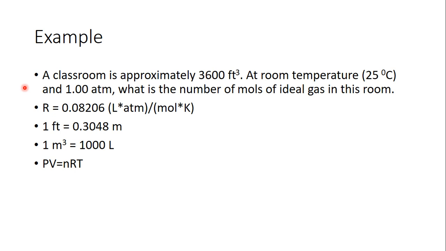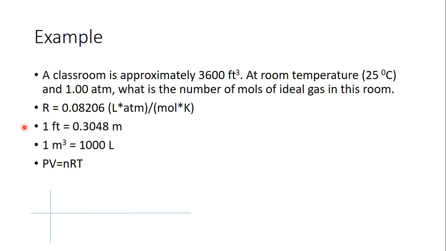So let's try to use this ideal gas law. Let's say we're in a classroom that's approximately 3,600 cubic feet. Let's say we're at room temperature and we're at sea level, so 1 atmosphere. How many moles of ideal gas are in this room? So here's a gas constant for you to use. You're going to want to convert from feet to meters and meters cubed and liters, because look, the gas constant is in liters. And this is the equation you want to use, the ideal gas law. So try and solve that equation, pause the video, come back when you have an answer.